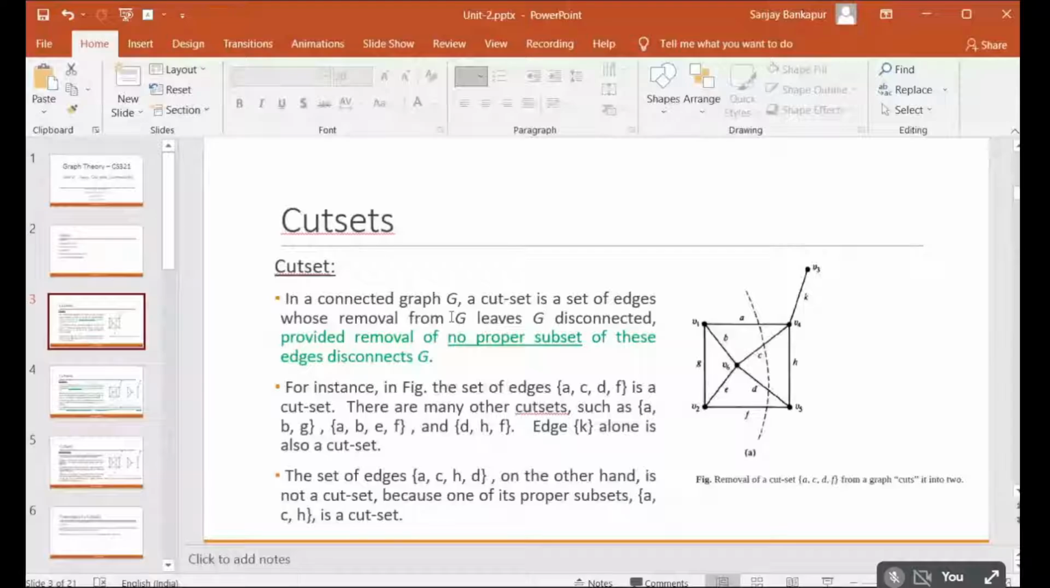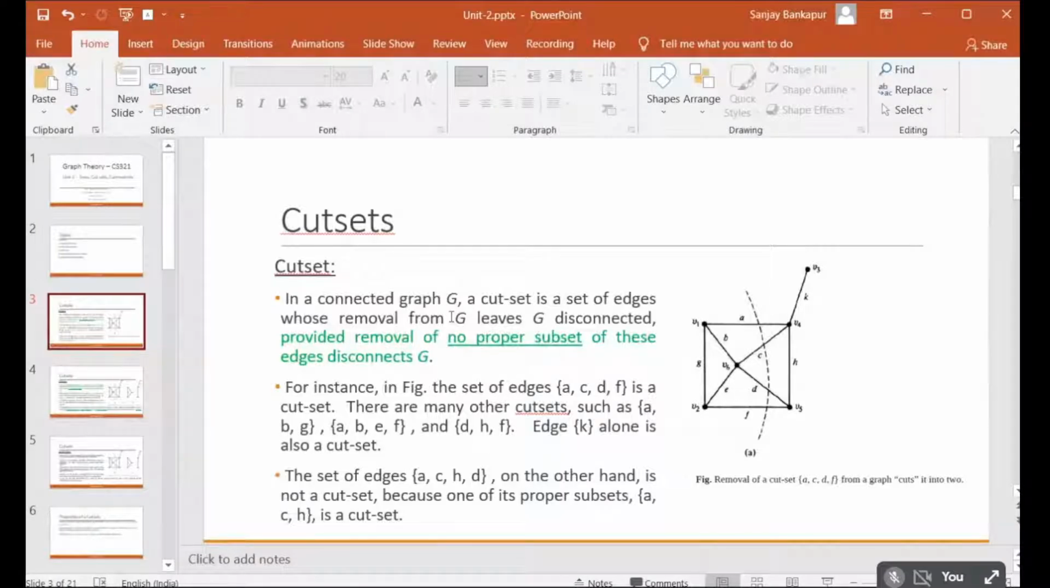What it represents is, in a connected graph G, a cut set is a set of edges. In this dotted line, it touches 4 edges: edge A, edge C, edge D, and edge F. So these 4 edges make a set. A cut set is a set of edges whose removal, so that's where the word cut has come from. If you remove these 4 edges, the given graph G becomes disconnected.